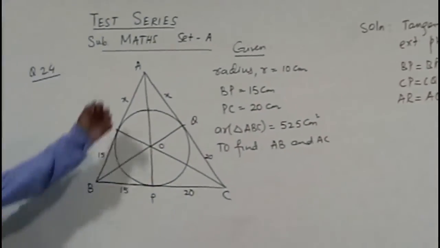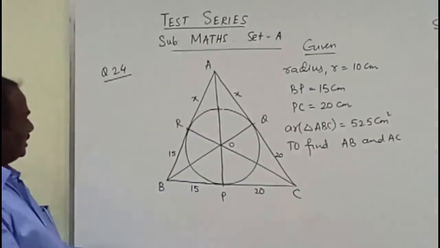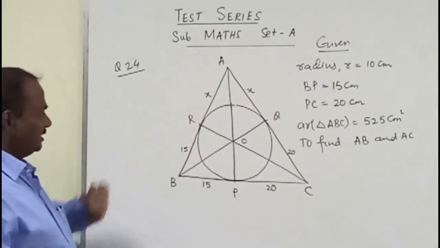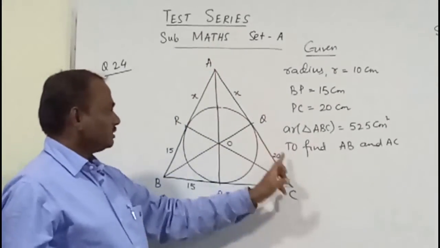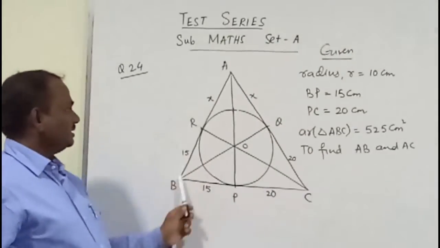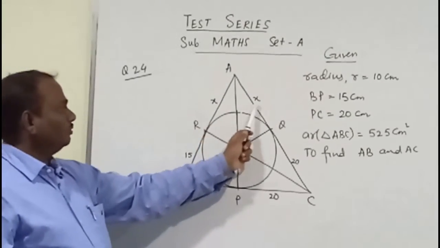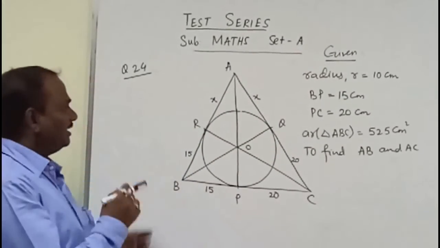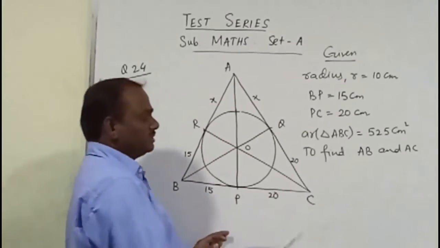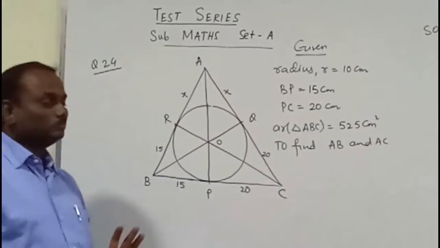So now if I need to find AB and AC, AB you can see its parts are X and 15. So AB is X plus 15 and AC is X plus 20. If I want to find AB and AC, the first thing I must do is to find a method to find the value of X. Now how to find the value of X? Well, here you can see an additional piece of information is given to us. The area of the triangle is given as 525 centimeters square.